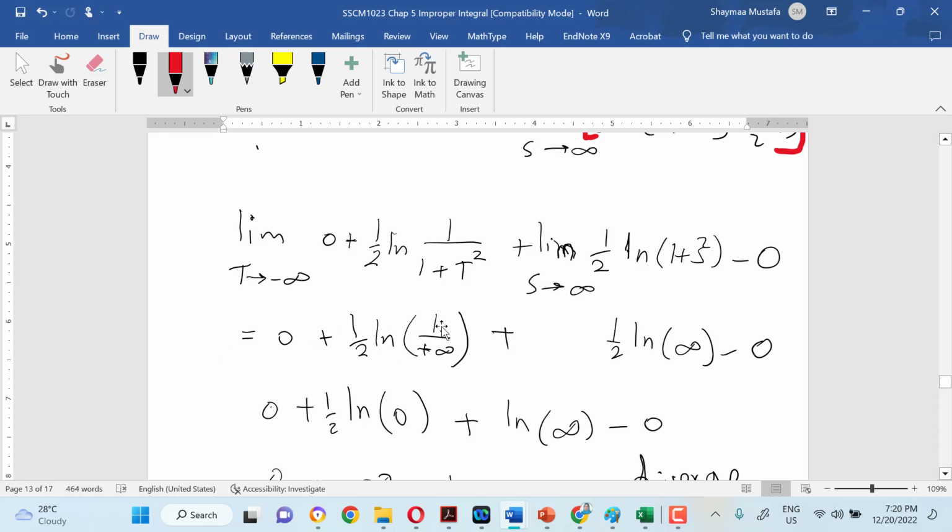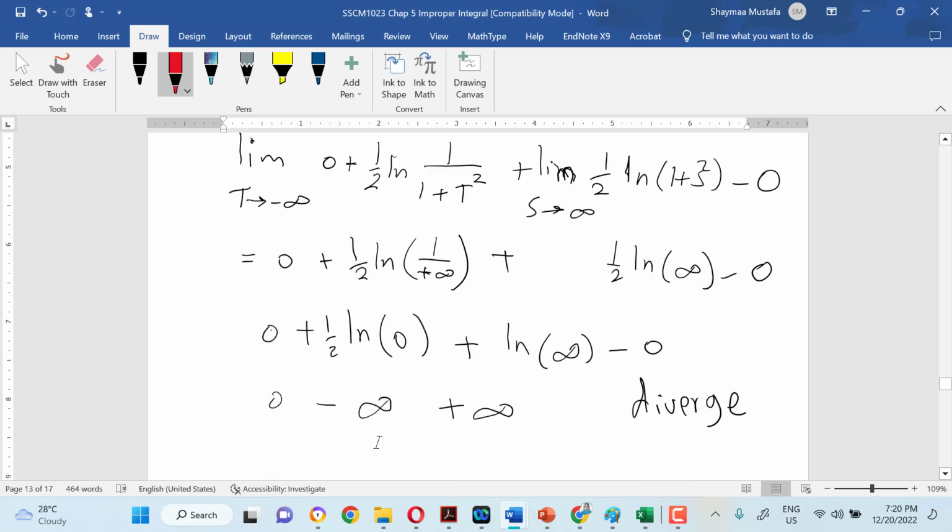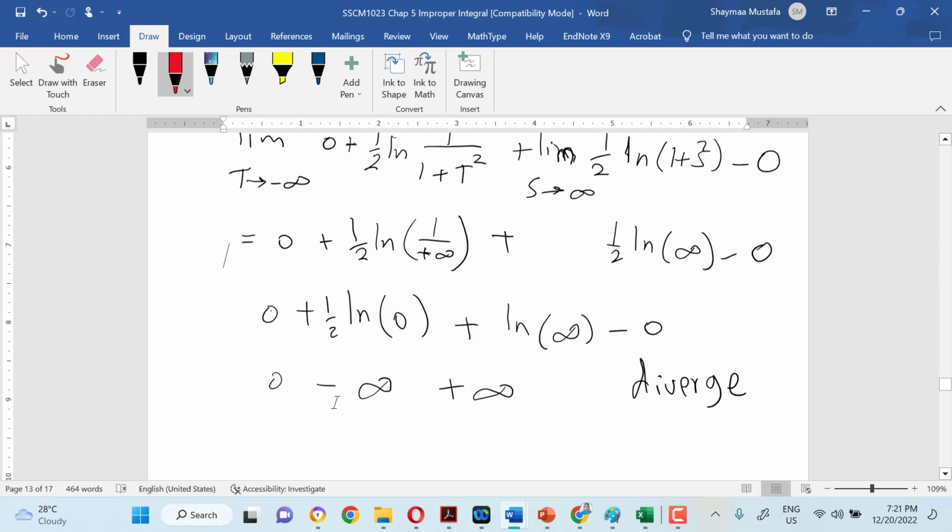So this term, 1 over infinity, is 0. So we have the natural logarithm of 0, and here we have the natural logarithm of infinity, minus 0. This one goes to minus infinity, this one goes to infinity, which means that your answer for the limit is infinity, which means that your integral diverges. Why? Because the limit goes to infinity. The limit is not equal to any number. So your integral is a divergent integral.